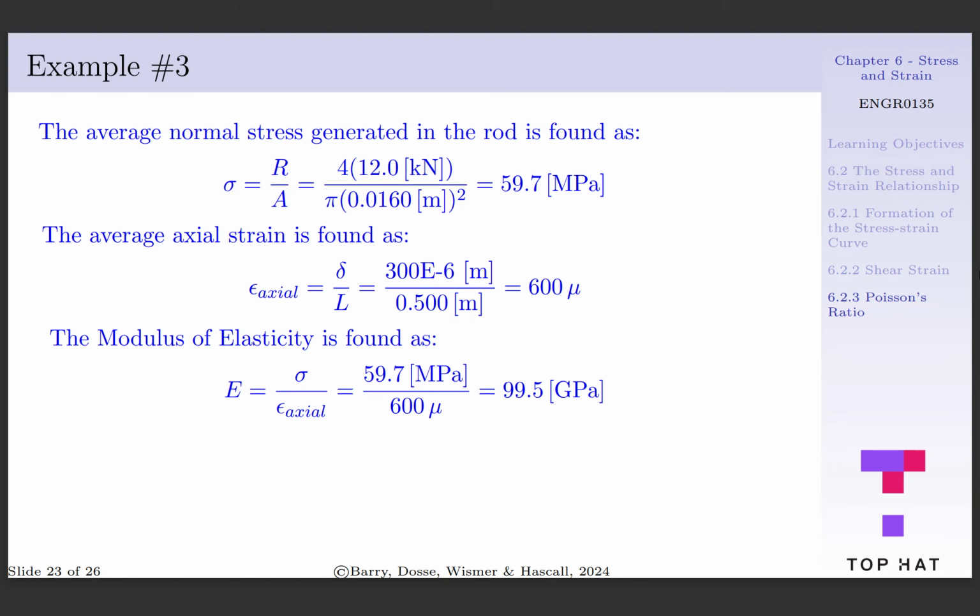The modulus of elasticity is found via the stress-strain relationship. E is equal to the average normal stress per average axial strain. So, 59.7 megapascals per 600 mu gives us 99.5 gigapascals.